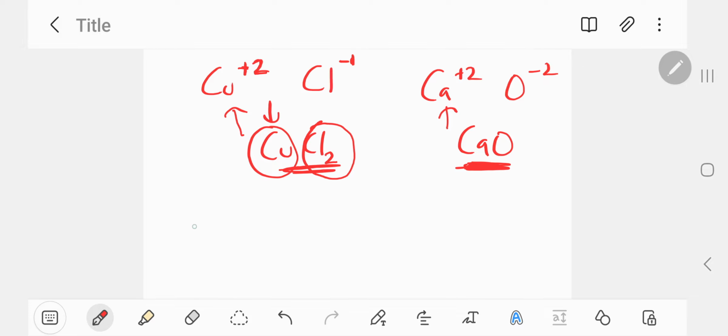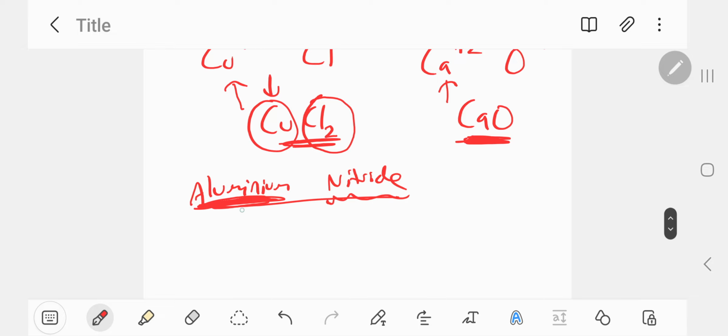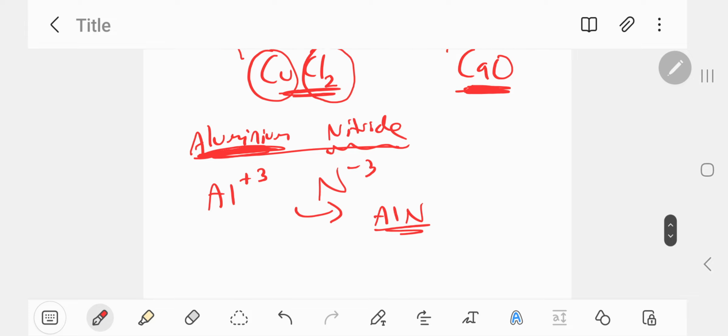Let's do aluminium nitride. Aluminium nitride is an ionic compound. Ionic compounds are made of a metal, which is aluminium in this case, and a non-metal, the nitrogen. Aluminium, Al +3, that's the valency, and nitrogen is N -3. Stick them together, AlN. The 3s cancel out.